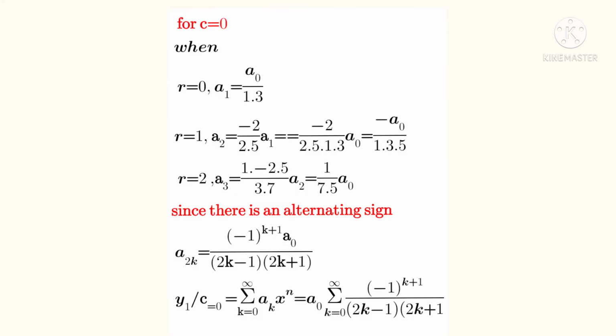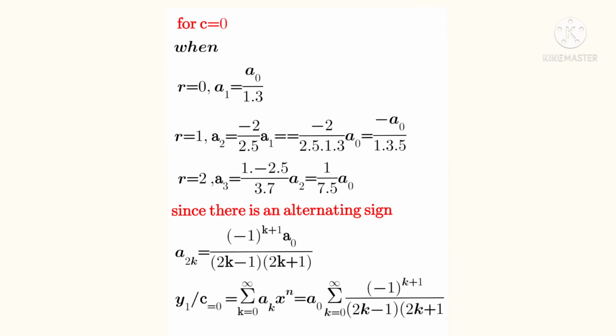So when r equals 0, we insert r equals 0 in the recursive sequence. Then you have a of 1 to be a naught over 1 times 3. Then when r equals 1, we have minus 2 over 2 times 5 a1, but a1 is a naught over 1 times 3. Then we have that to be minus a naught over 1 times 3 times 5. So respectively for r equals 2, we have our a3 to be equal to a naught over 1 times 3 times 5 times 7.